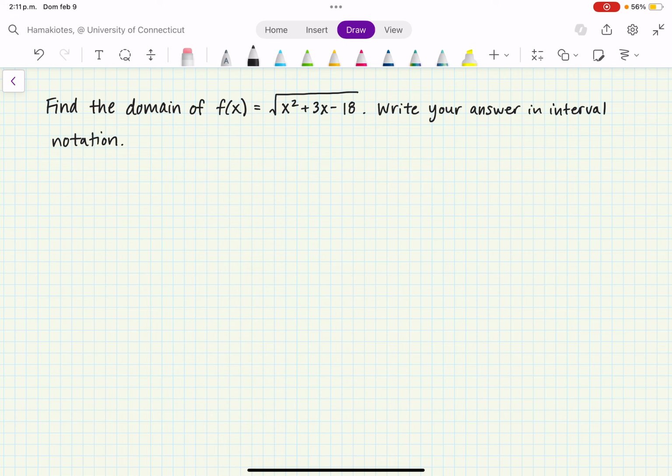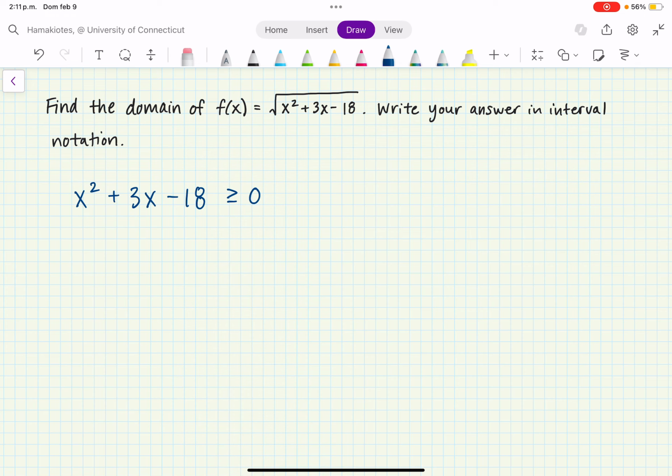Well, we have the square root of something, so first we want to start by making sure that everything under the square root is greater than or equal to 0. So what do I mean by that? I mean we want to check that x squared plus 3x minus 18 is greater than or equal to 0.